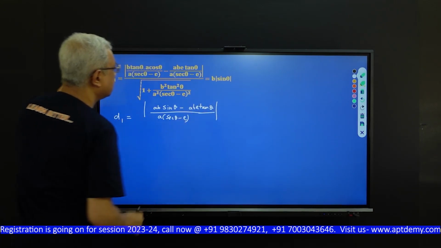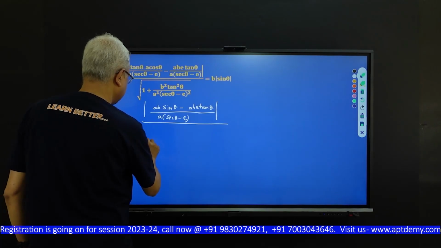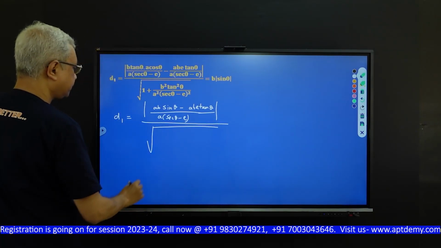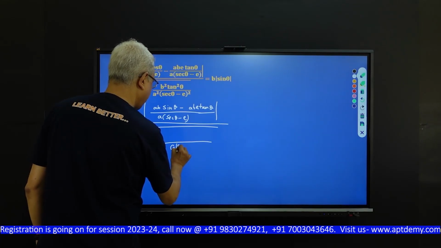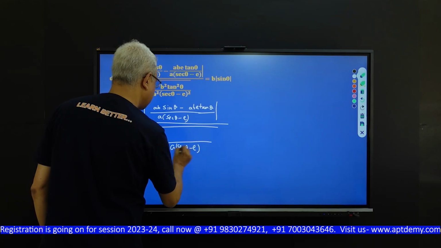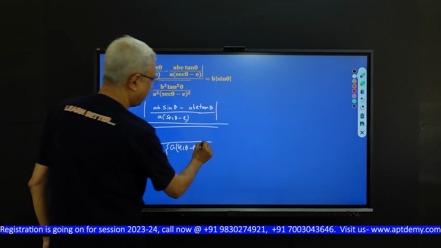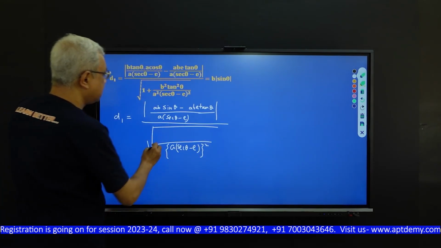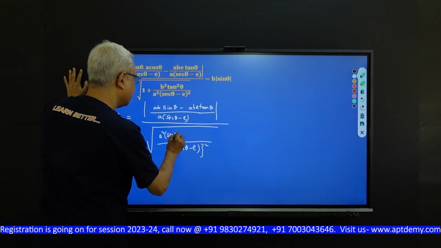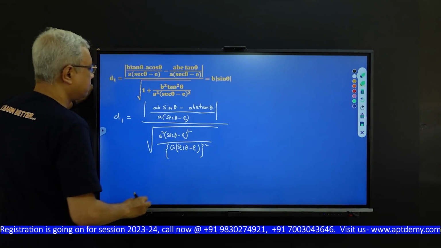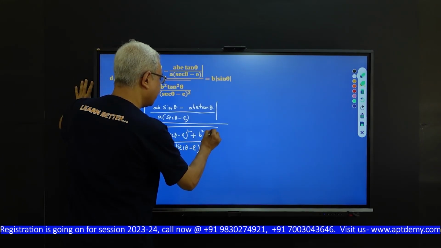This is mod, divided by root over a sec theta minus e whole square, and here it is a square sec theta minus e whole square plus b square tan square theta.